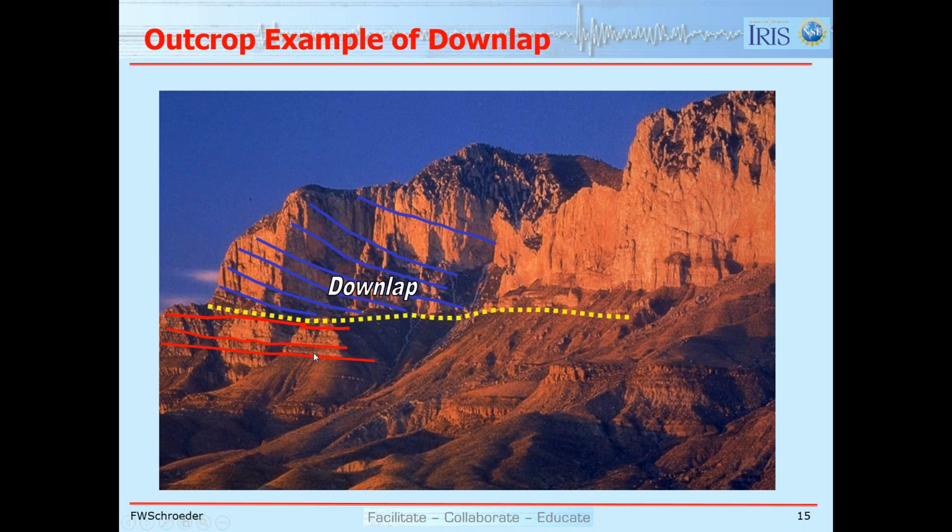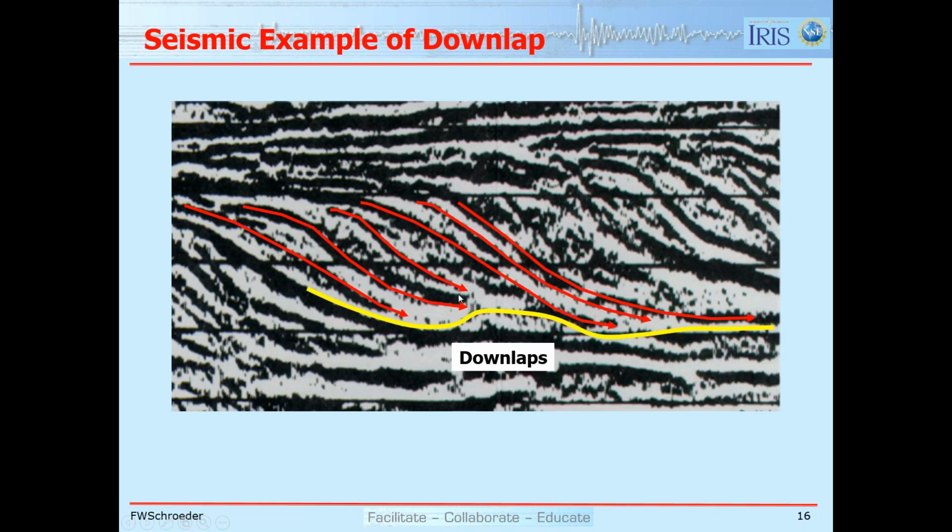And so I've dashed in there the approximate location of the boundary, separating the older units, more horizontal, marked with the red lines, from the younger, inclined at a deeper, steeper dip, carbonates that are marked with blue. And here's a seismic example of downlap.